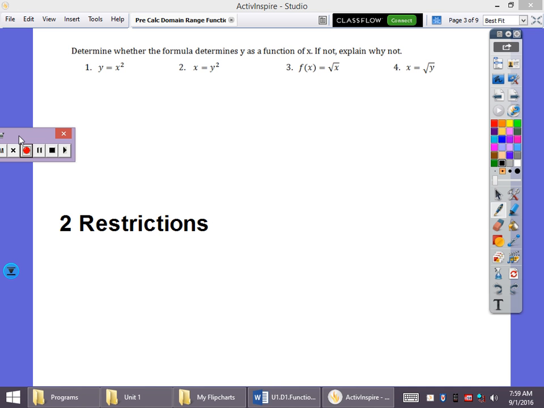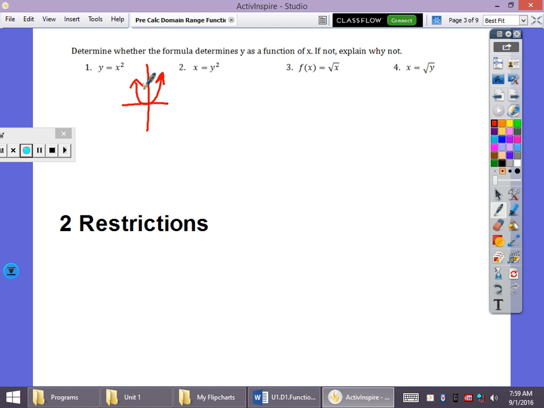So looking at the first one, Y equals X squared, is that a function? Yes. How do you know? Because it makes a parabola. You know what the shape of the graph looks like? Okay. How else can we prove it? You can plug in some numbers, okay? So you guys jumped right in that it makes this parabola, therefore it's a function.